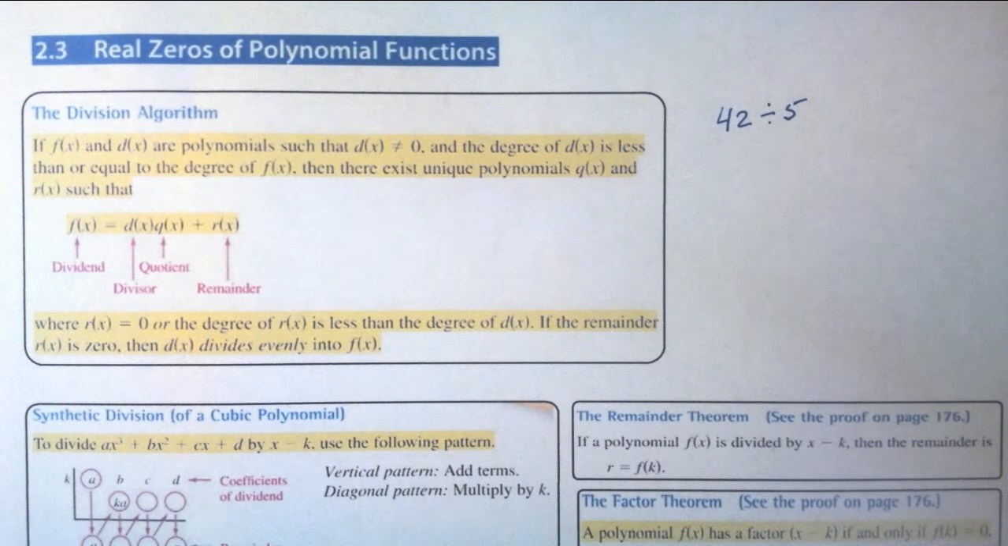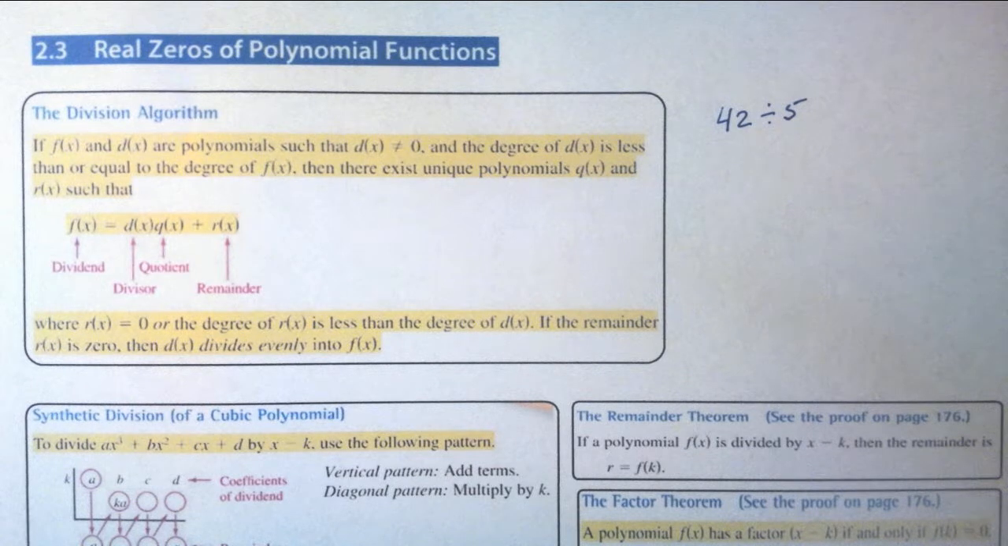Welcome to 2.3, Real Zeros of Polynomial Functions. A lot of this chapter, including 2.2, which was a big, important section, could just be called the search for zeros. That's about 70–80% of what we're doing here.